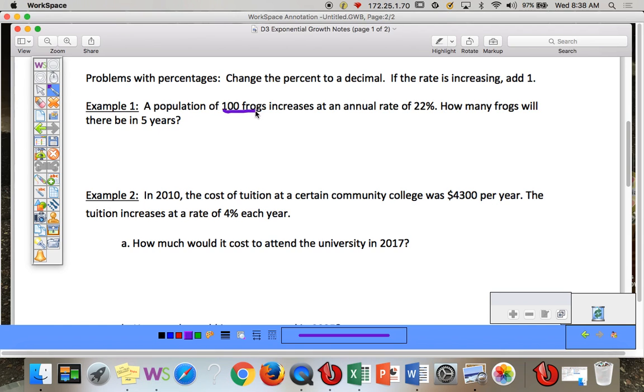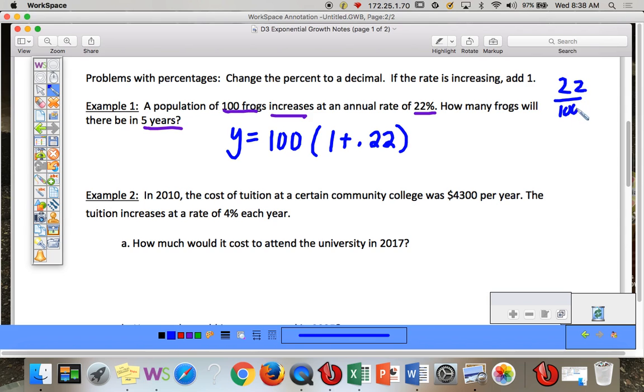I'm going to underline the important information. We start with 100 frogs. It increases 22% a year. How many frogs will there be in 5 years? So here's what our equation will look like. Y equals, we start with 100. It's increasing, so we're going to do 1 plus, change the 22% to a decimal. To change a percent to a decimal, you divide it by 100. 22 divided by 100 equals 0.22. Dividing by 100 is the same as moving the decimal place over twice. And then it says for 5 years, so we're going to put our 5 as our exponent.